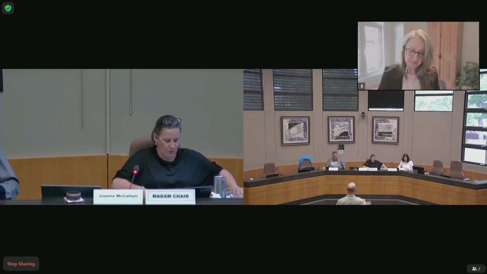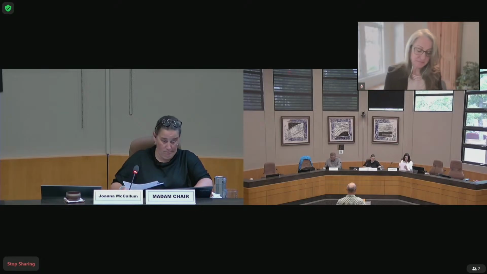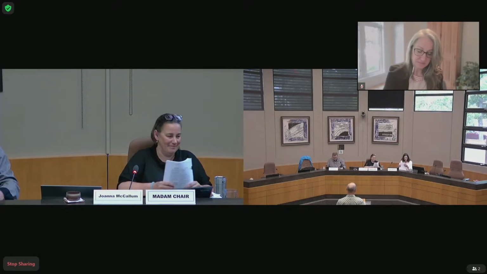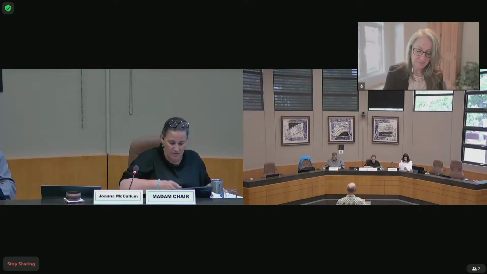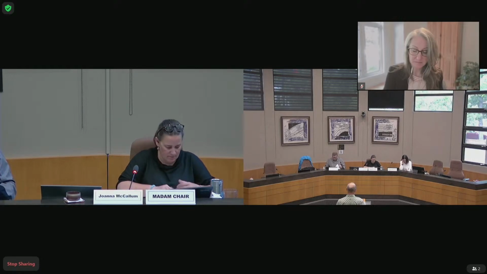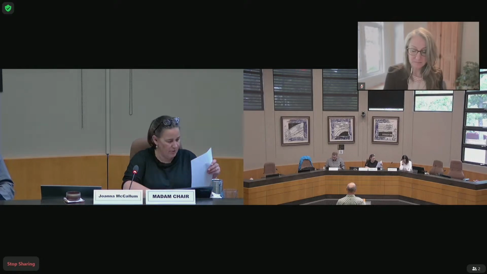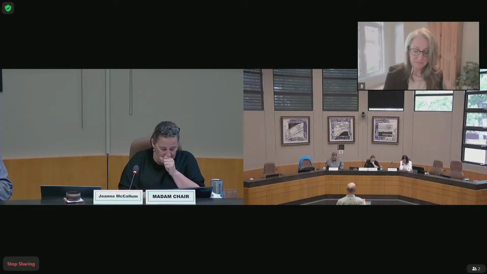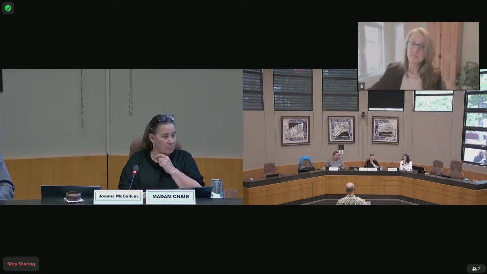Killing some trees. Perfect. Okay, so now I've lost my script, of course. So are there any preliminary issues for the panel to address? None?